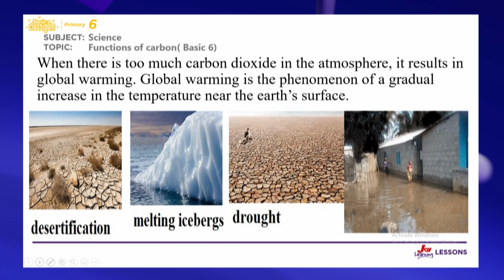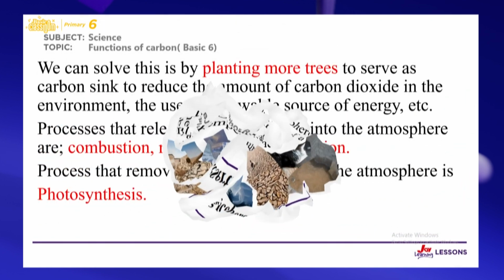And this will lead to desertification. Your trees and forests will die, and there will be melting of the icebergs. The ice will begin to melt and add their volume to the sea, and this will cause the level of the sea to rise. And cities and towns along the coastal areas will be submerged. So too much carbon dioxide in the environment will cause global warming. And also there will be droughts. The land will dry up, there will be no water, and farming will be affected.